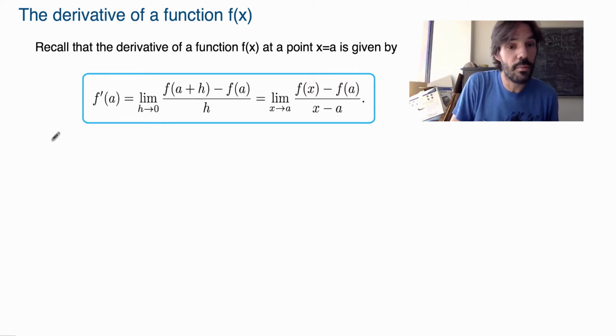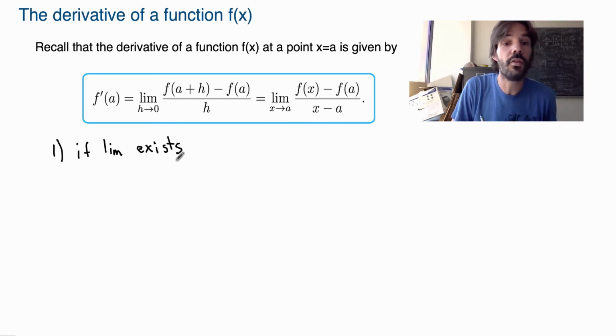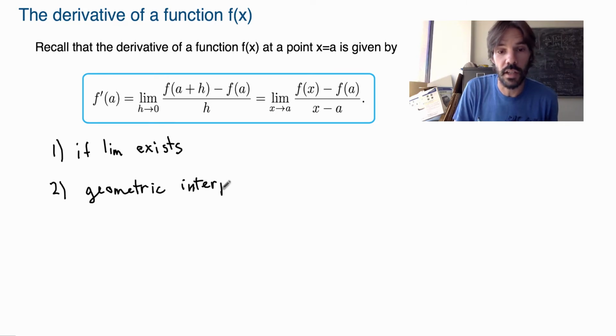Okay, now there's two important things to note. First is that the derivative at a point a is only well defined if the limit exists. This is important because we will see later cases where at certain points the limit does not exist, in which case the derivative is not well defined. Second thing to note here is that the derivative has a very nice geometric interpretation. Okay, so let's see how that goes in an example, which is the easiest way to see it.